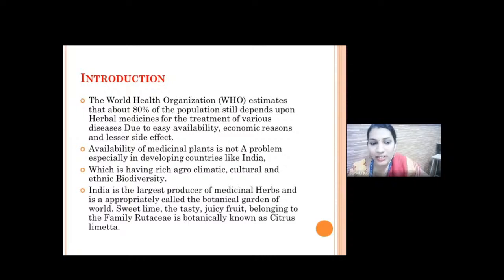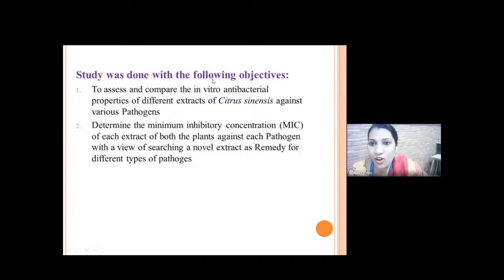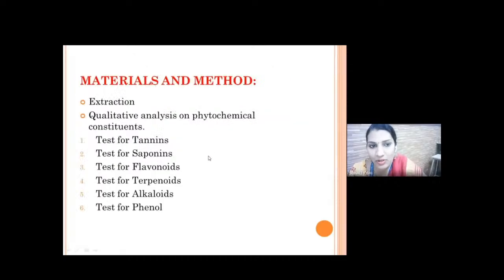So we have lots of botanical gardens, and there are some varieties like the sweet lime, which is tasty, juicy, fruity, and belongs to the family Rutaceae. The botanical name is Citrus limetta. The study was done with the following objectives: to assess and compare the in vitro antibacterial properties of different extracts of citrus species against various pathogens, and to check the minimum inhibitory concentration of each extract of both the plants against each pathogen, with a view to searching for a novel extract as a remedy for different types of pathogens.